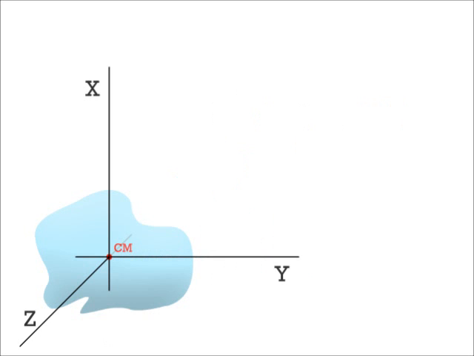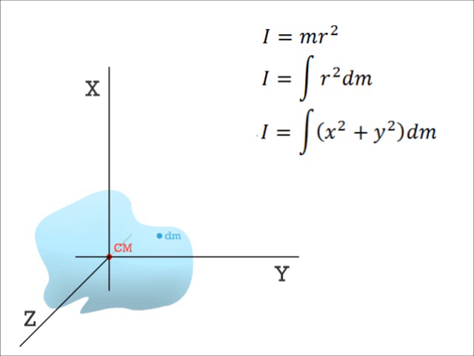Now let's just start with any object that is rotating around the z-axis through its center of mass. Remember that the inertia of a point mass rotating around an axis is equal to mr squared. Thus, by summing up all the points in this object, we can say that its inertia is equal to the integral of r squared dm. And since r squared, the distance between the point and the z-axis, is equal to x squared plus y squared, we can rewrite this as the integral of x squared plus y squared dm.